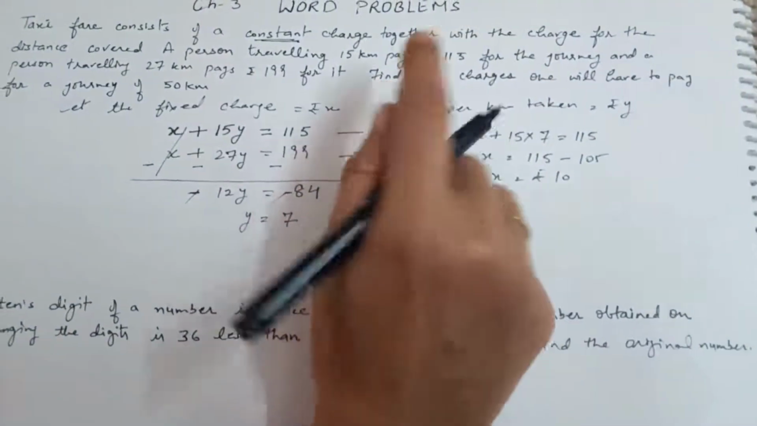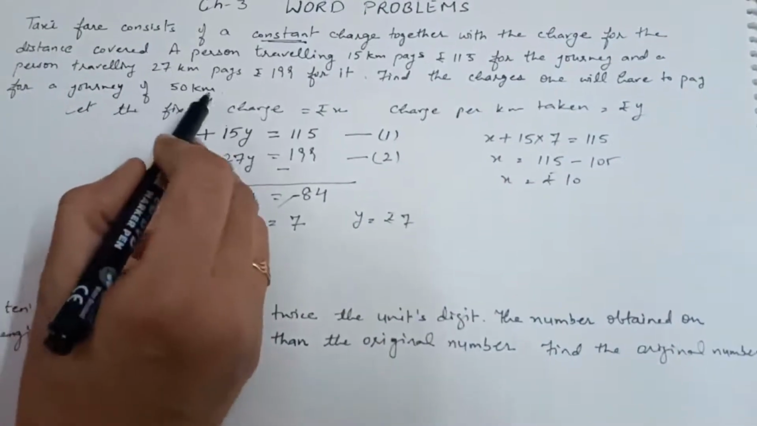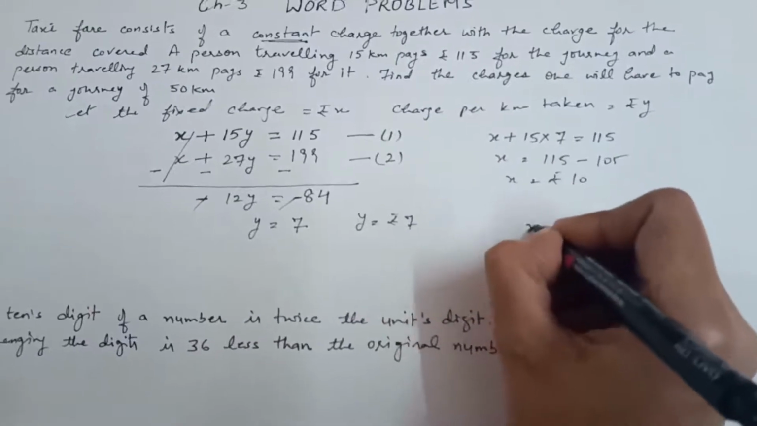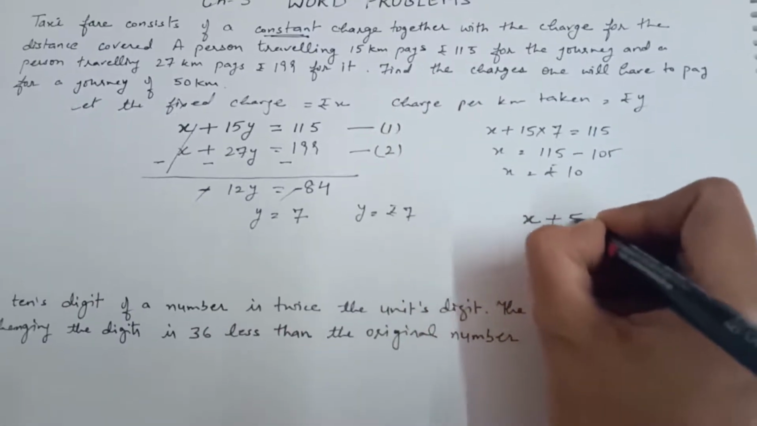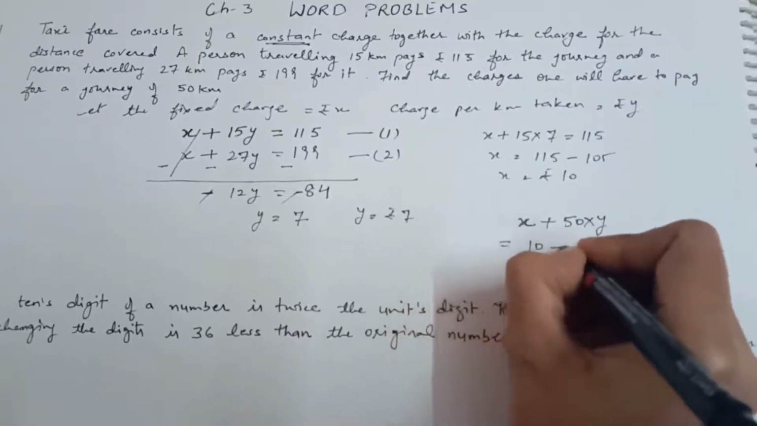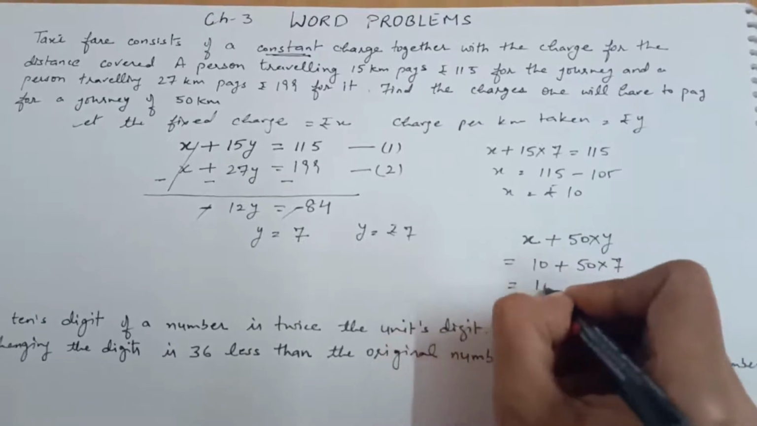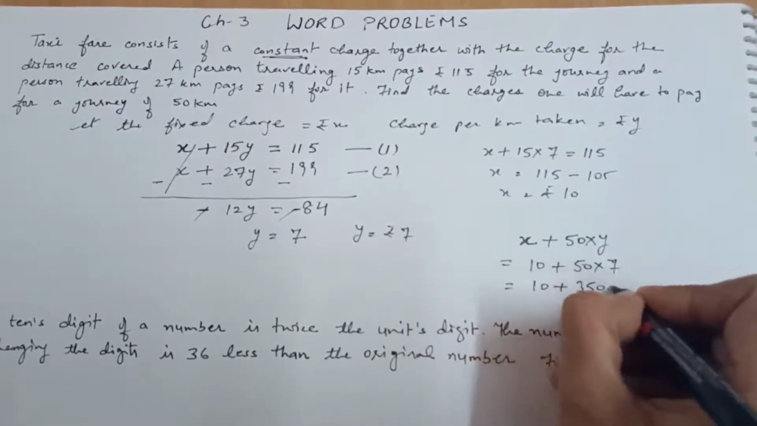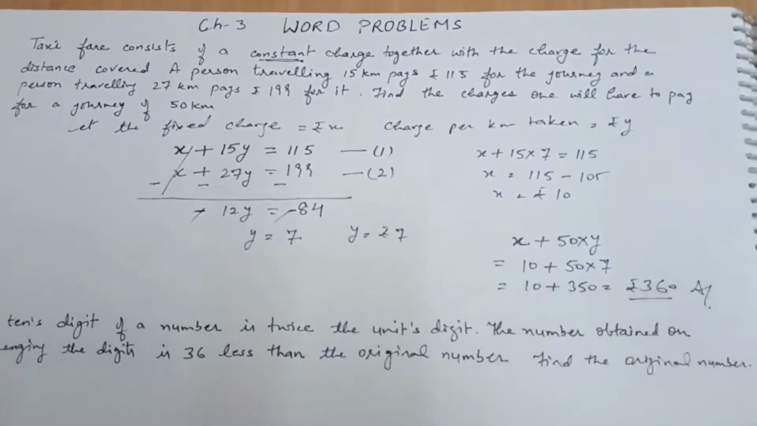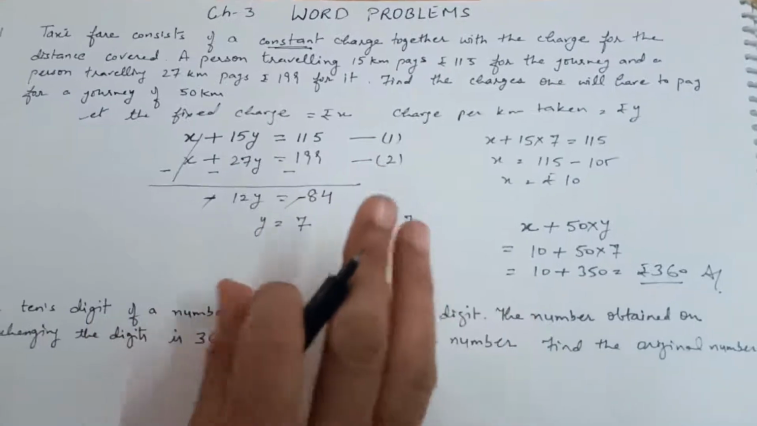But one more point is asked, to find the charges one will have to pay for a journey of 50 km. If you are going 50 km, you need to pay the fixed charge plus 50 km times the per kilometer charge. So the fixed charge is 10 rupees plus 50 into 7. So it will be 10 plus 350, it is rupees 360 you need to give in total. That is your answer. I think it is a good question. So you might have understood how we are going to take the word problem.